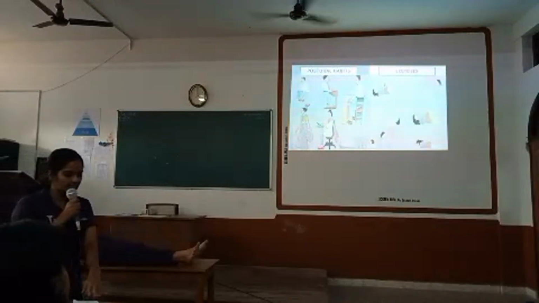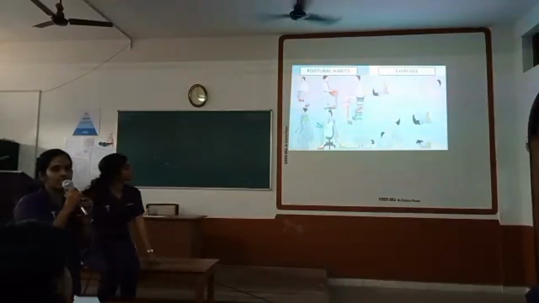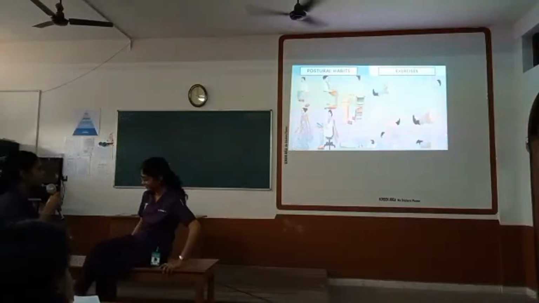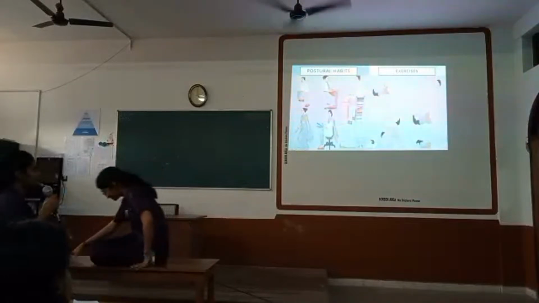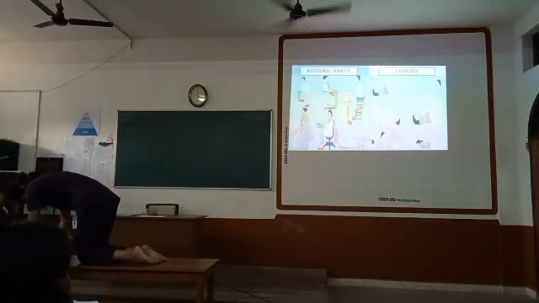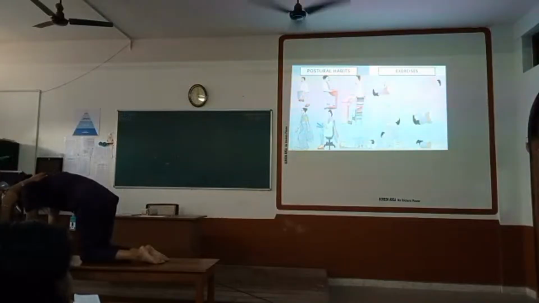And the next one is the cat-camel posture. It is similar to Marjariasana, like a cat. In this case, crouch on knees and hands, like the cat and camel.